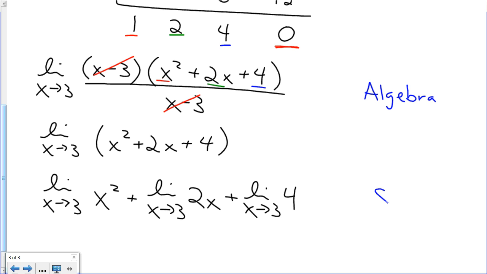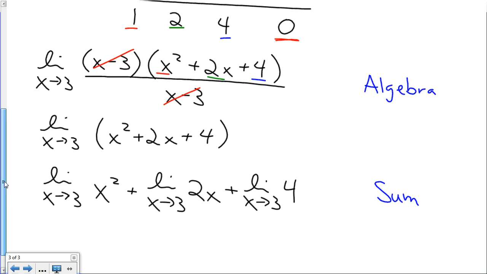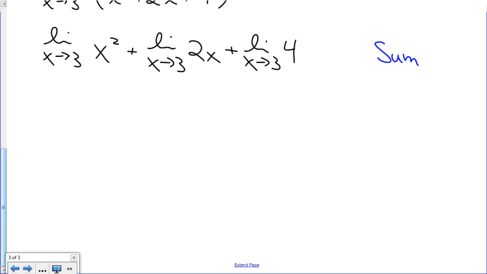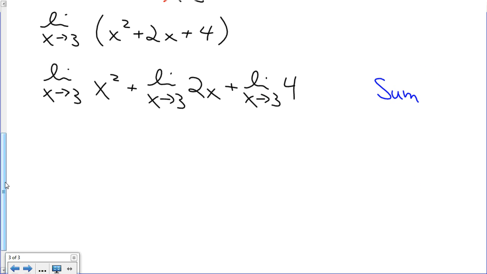And I'm going to write over to the side here the property that we use. That's our sum property. Okay, let's take a look at the next step here.